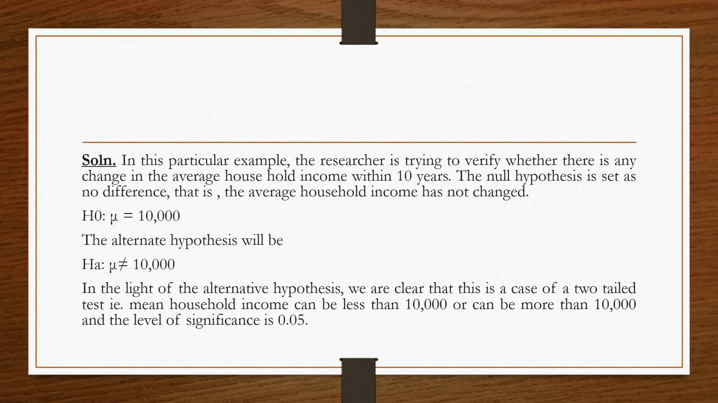In the light of the alternative hypothesis, we are clear that this is the case of a two-tailed test. That is, the mean household income can be less than 10,000 or it can be more than 10,000, and the level of significance is 0.05. So it is an example of a two-tailed test.